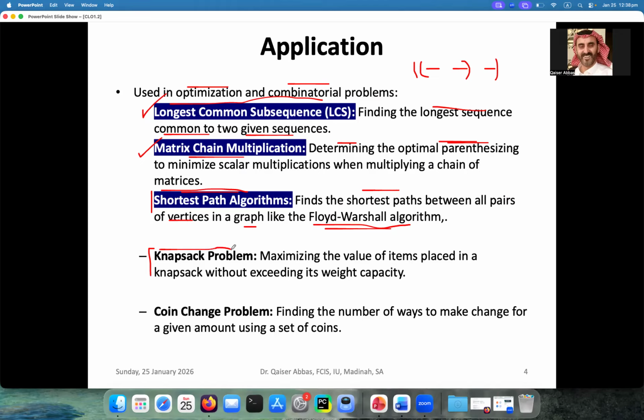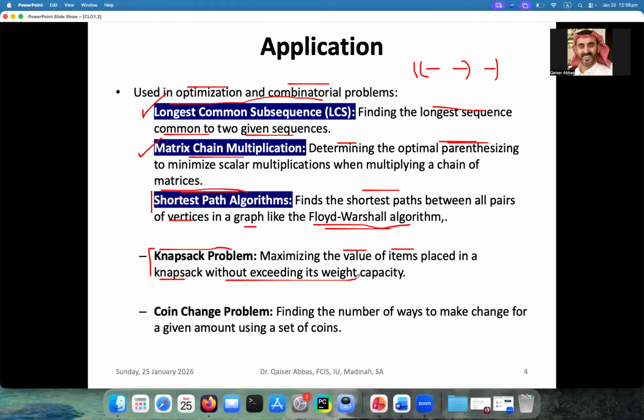For example, the knapsack problem. What is this? You have a knapsack, called a backpack. In that knapsack, you have to put some items, and those items have value. But how do you have to put them? Maximizing the value of items placed in the knapsack. So you have to put these items in such a way that you get the maximum profit, without exceeding its weight capacity. That bag has some capacity, so you must not exceed that capacity.